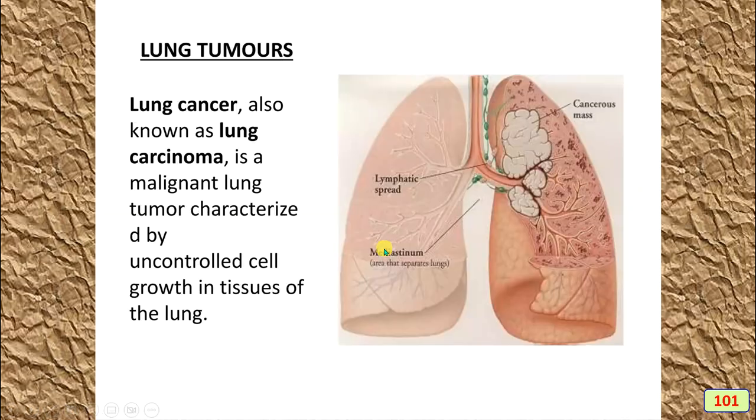And lung tumors are also located in some part of the lung, like a cancerous mass. And lymphoid spread will be present throughout. And it may be present in any type of lung.